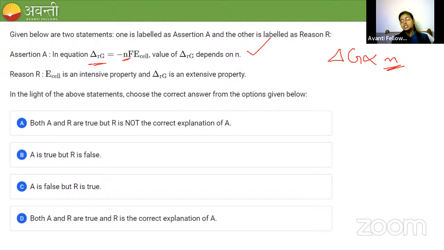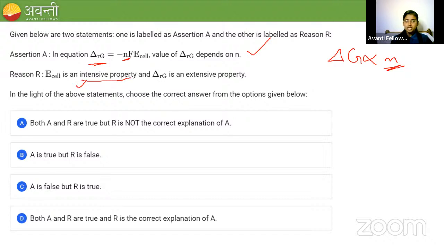So, the properties whose value depends on the amount of the substance are called extensive properties, and the properties of the system whose value does not depend on the amount of the substance are called intensive properties. So E cell value is an intensive property, and that is correct because E cell doesn't depend upon the amount of the substance which we are having in the beaker.